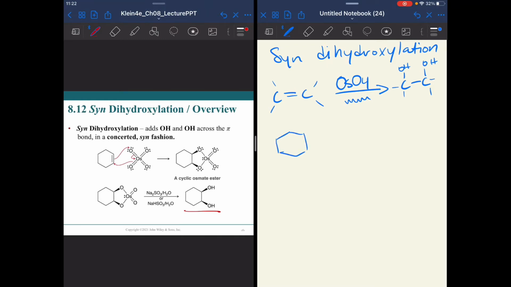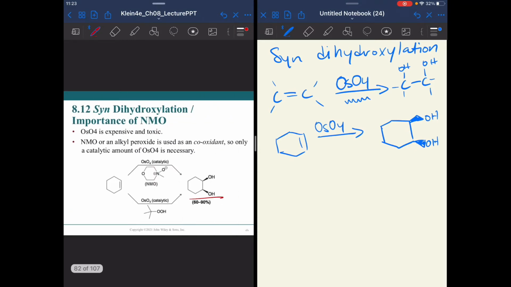I guess we should draw this as a ring. Osmium tetroxide is going to put those OHs either both wedge or both dash. In this case, it's a meso compound, so it's just one. If it was asymmetric, it would be this plus an enantiomer.